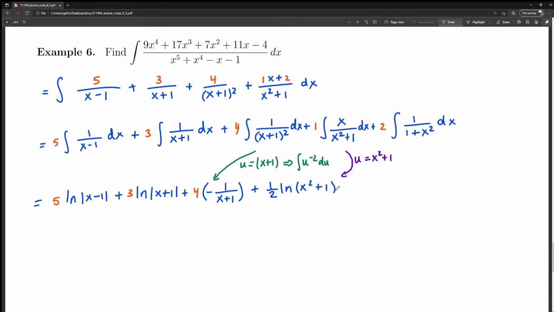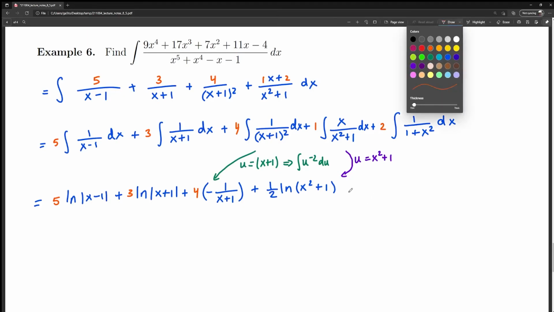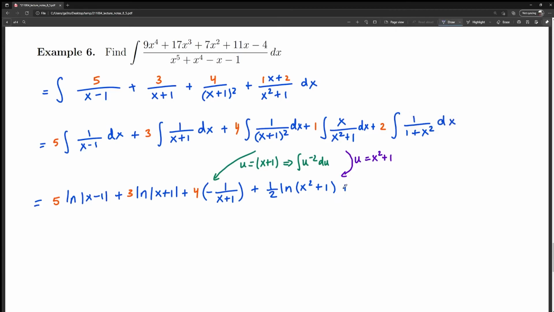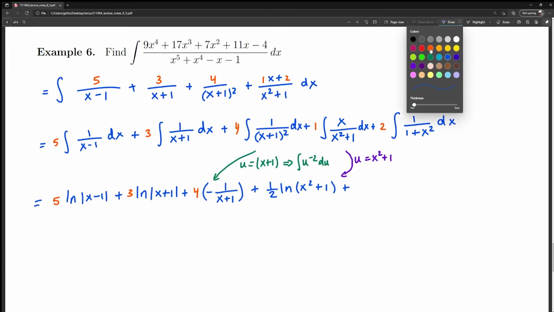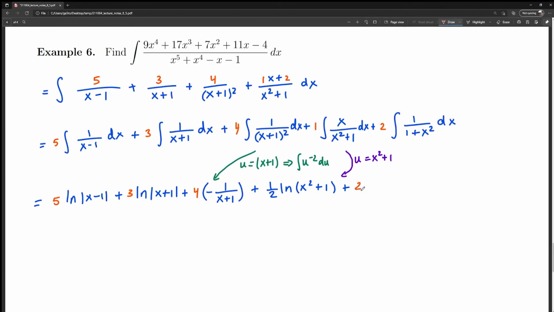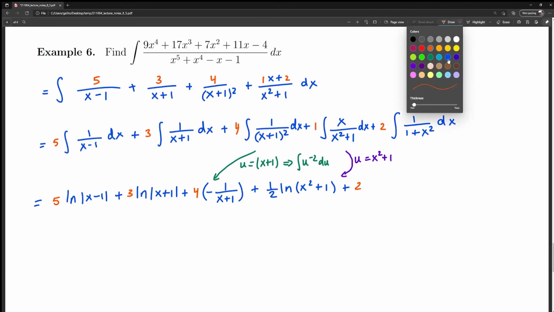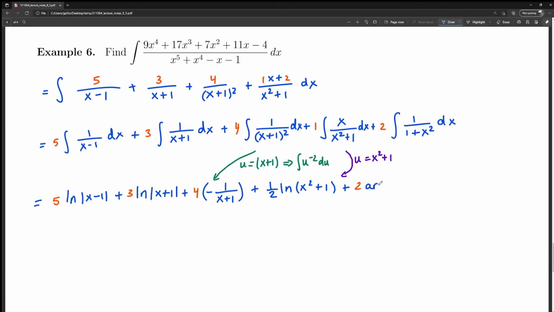And then the last integral that we have to look at is the antiderivative of 1 over 1 plus x squared. And I hope that you recognize that as one of the basic antiderivatives. The basic rules on your handout is what I mean by that. And that antiderivative is given by the arctangent of x. And so we have to multiply that by 2 and then add a constant of integration.